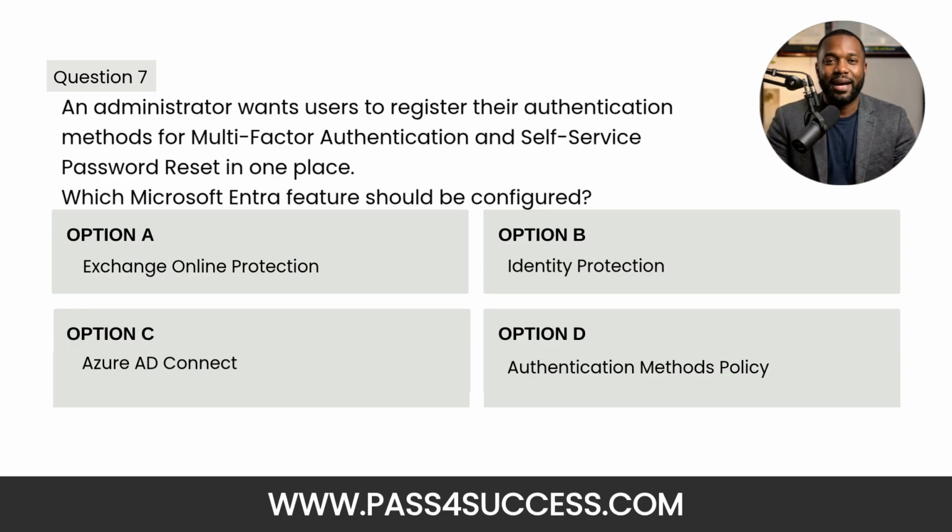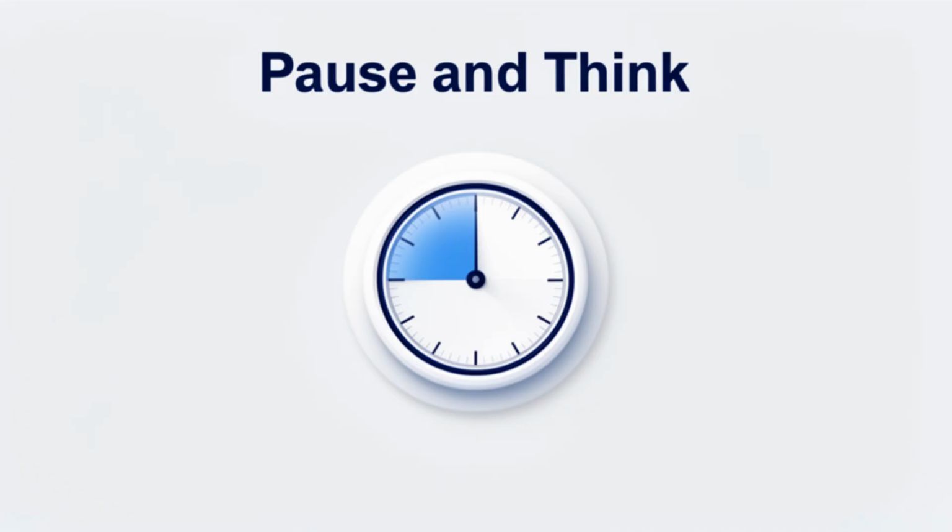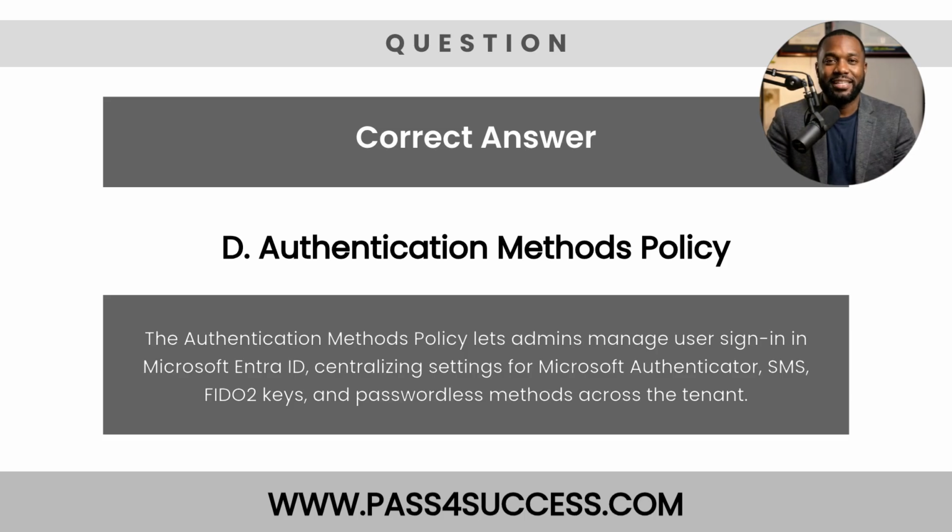Question 7. An administrator wants users to register their authentication methods for multi-factor authentication and self-service password reset in one place. Which Microsoft Entra feature should be configured? A. Exchange Online Protection. B. Identity Protection. C. Azure AD Connect. D. Authentication Methods Policy. Pause for 5 seconds. Think about it. The correct answer is D.